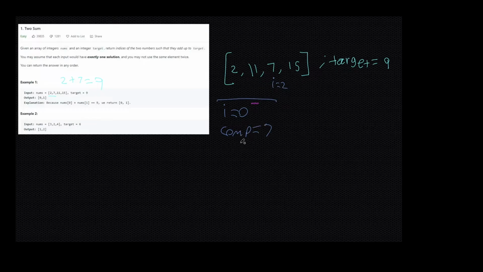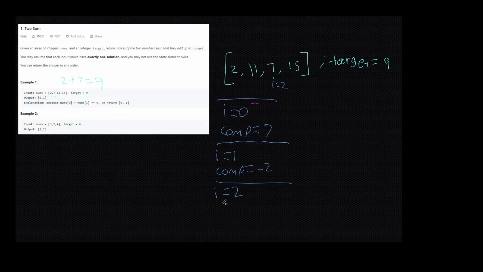Now, with this complement value of 7, we do know that it exists in the array, but it's further down, and we haven't gone that far in our loop yet, so let's just skip this and go to the next position. So now we're at i equals 1. Our complement value is going to be negative 2. Negative 2 does not exist anywhere, so let's skip this.